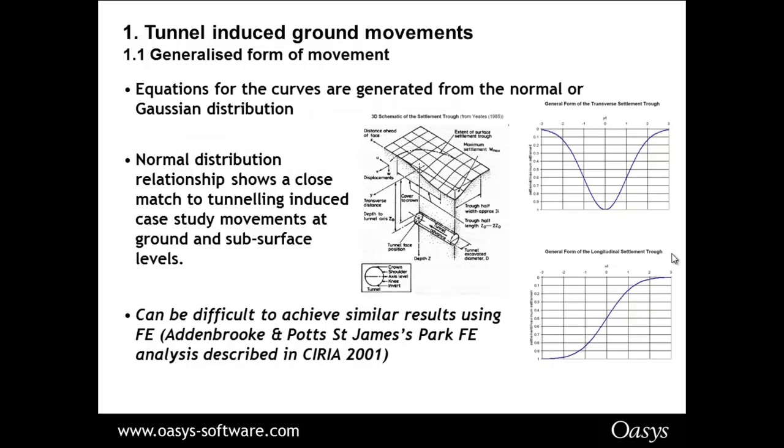In terms of the tunnel-induced ground movements, it's generally based on empirical data, so it's not the same as finite element analysis. We look at the distribution over a tunnel, so as you can see, we've got a settlement trough directly above the tunnel, and we've got settlement along the tunnel. It does appear that the normal distribution relationship shows a close match to tunneling-induced case study movements at ground and at subsurface levels, and this is backed up by a number of publications. I've just included the Addenbrooke and Potts publication here from St James's Park, but there have been other studies done.